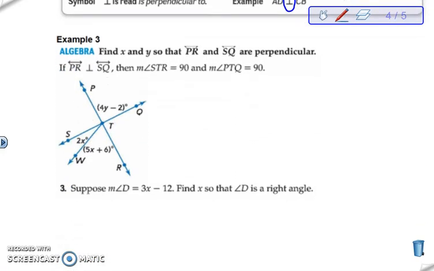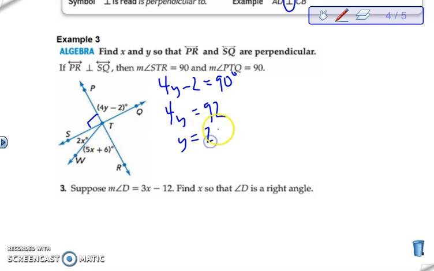So in example 3, it wants us to find x and y so that the angles make 90 degrees, so the lines are perpendicular. So we just have to solve it out separately. So I notice 4y minus 2 needs to equal 90 degrees. So we can go ahead and solve for y. Right, we're going to add 2 to get 92, and then divide that by 4. So we should get 23. Notice I solved for y first because it had less stuff on it.